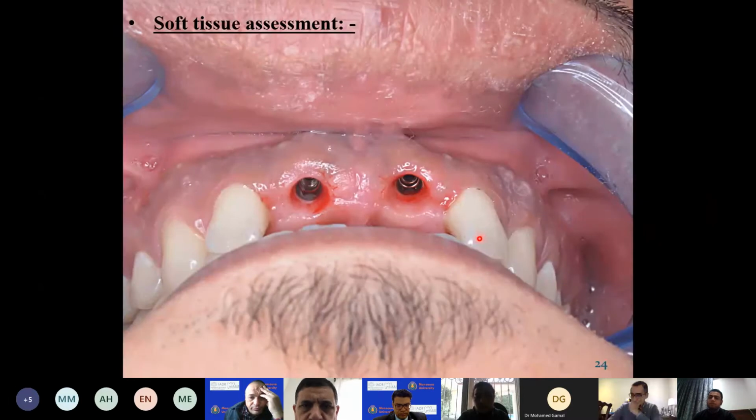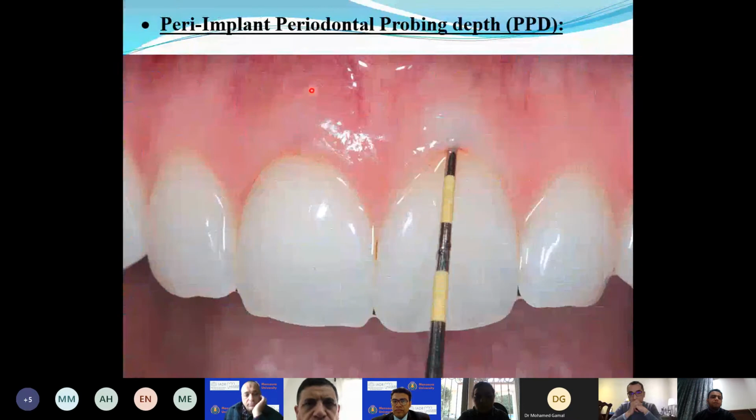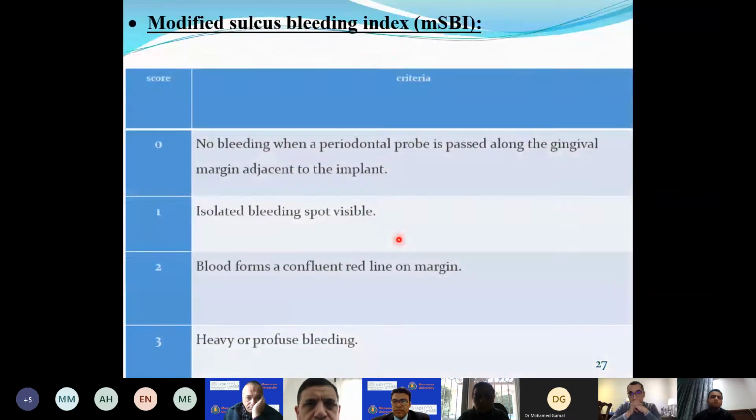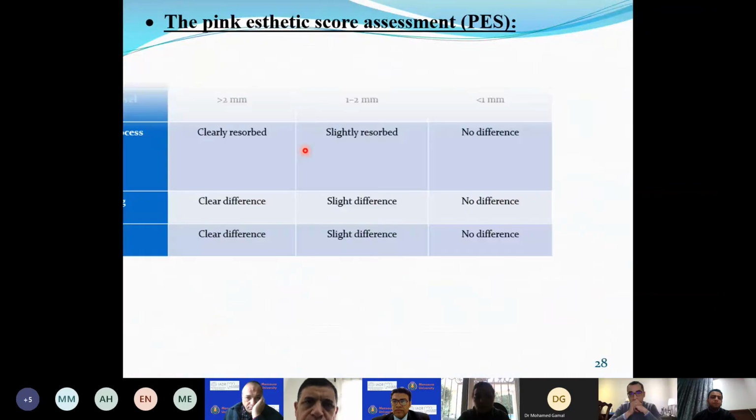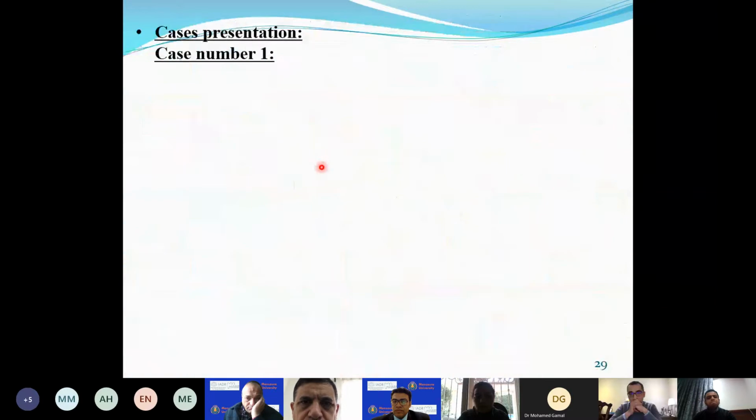Soft tissue assessment. Soft tissue assessment was conducted 6 months after implant placement and 3 months after prosthesis placement, which included the following: modified plaque index, peri-implant periodontal probing depth, modified sulcus bleeding index, and the Pink Esthetic Score assessment, showing the 7 variables as we know here.